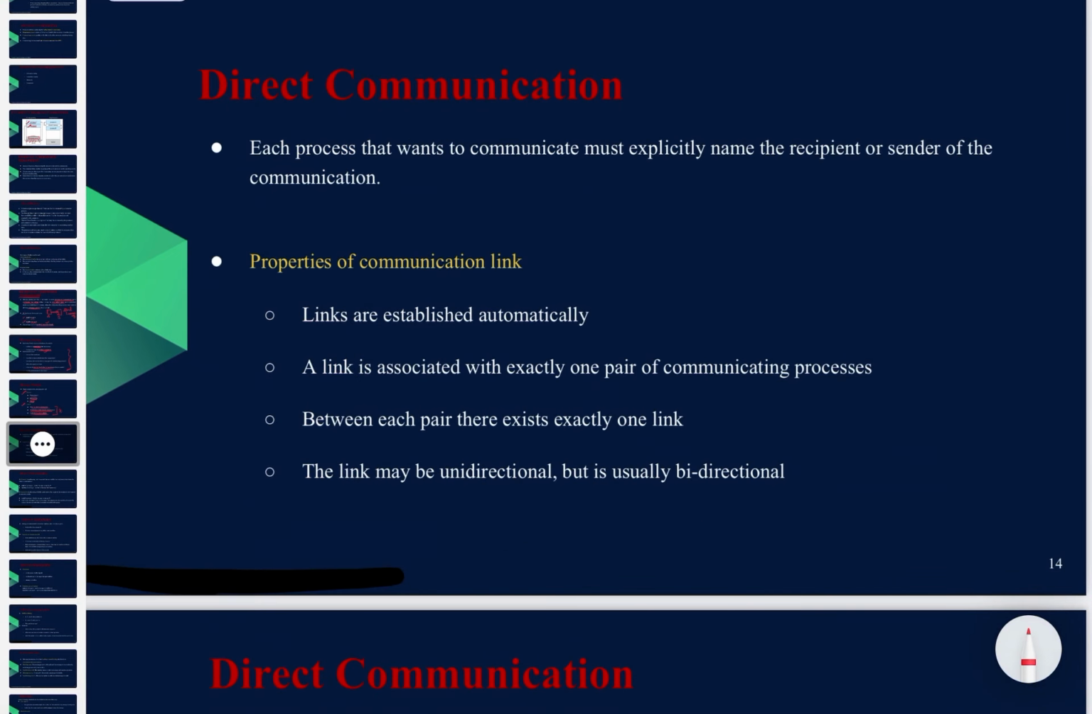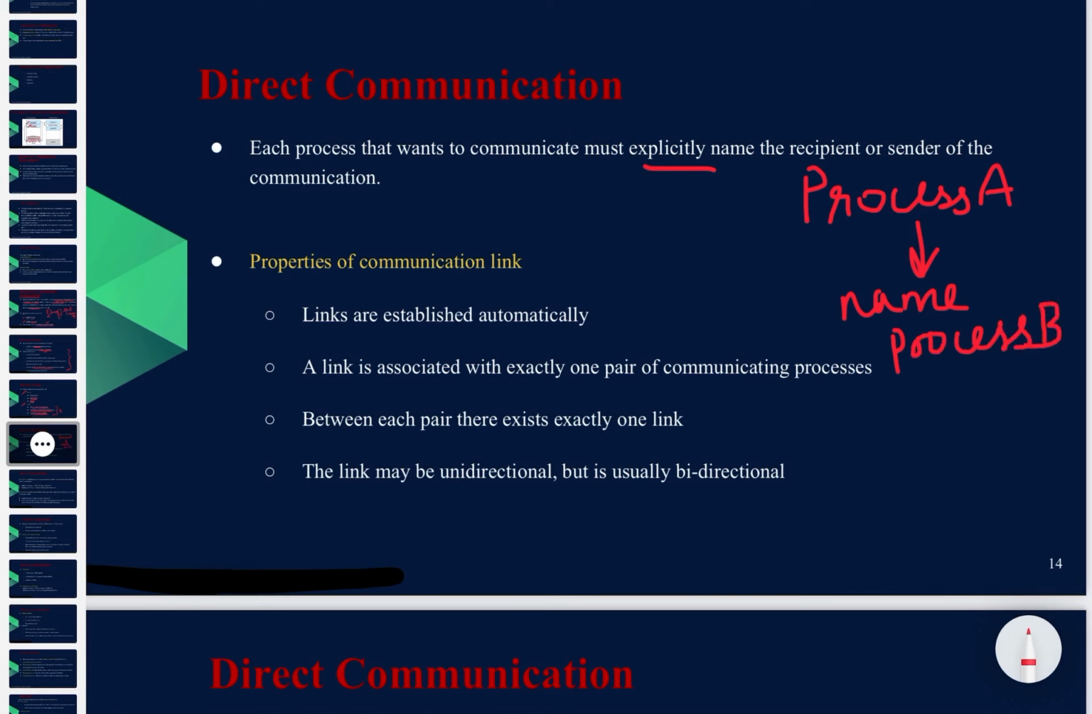Direct communication: each process that wants to communicate must explicitly name the recipient or the sender of the communication. So suppose process A wants to communicate, then it has to explicitly name process B, that is, it has to name the recipient to whom it wants to send the message.